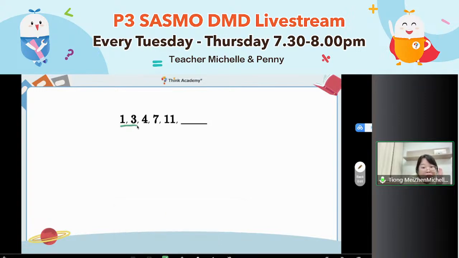How? The sum of the previous 2 numbers will give you the next term. 1 plus 3 is 4. Correct. So the sum of the 2 previous numbers will give you the next term. 3 plus 4 is 7. The sum of these 2 numbers will give you the next term. 4 plus 7 is 11. So to find the last one, it will be 7 plus 11 equals 18. This is the Fibonacci sequence. Good job, kids. Good job. All right. Now, second type, we're done with it.